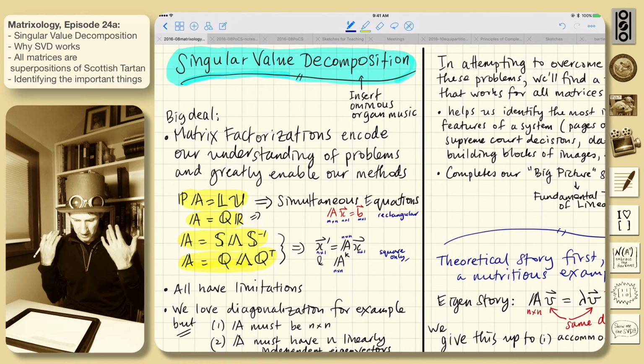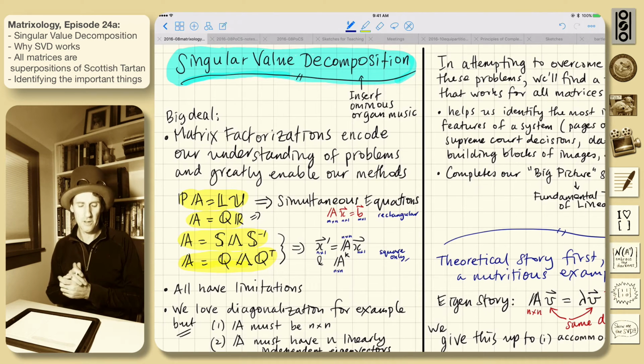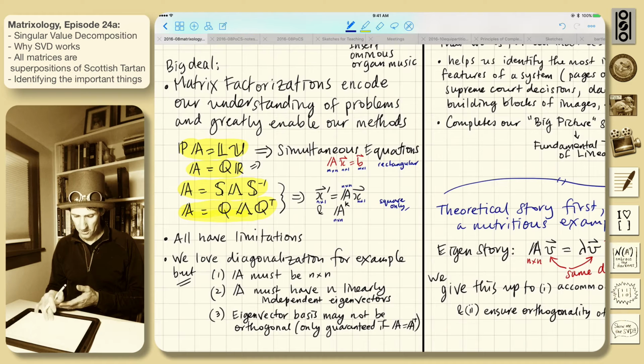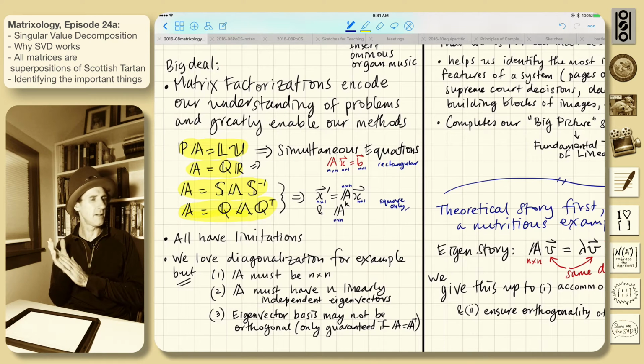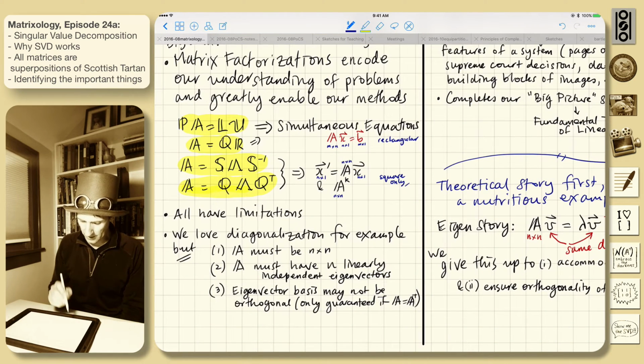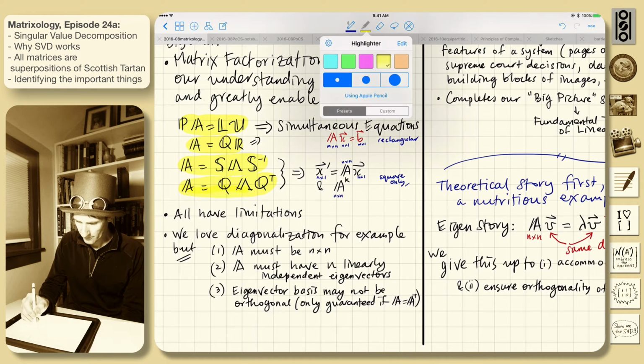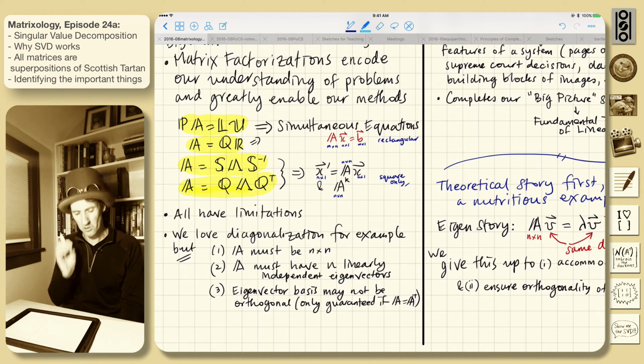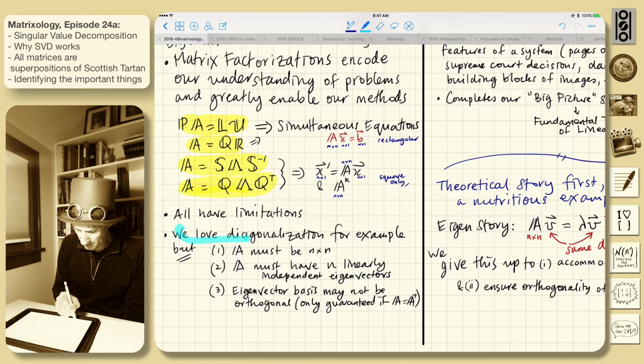Right, so these factorizations encode things. They do different jobs for us, right? And so all of them have some limitations. They only apply to certain kinds of matrices. For instance, diagonalization won't work, right? It doesn't work. So there are a couple of things, right? So diagonalization, we're very excited about that. I mean, it just seems so great, but it has some problems, right? So we love diagonalization.